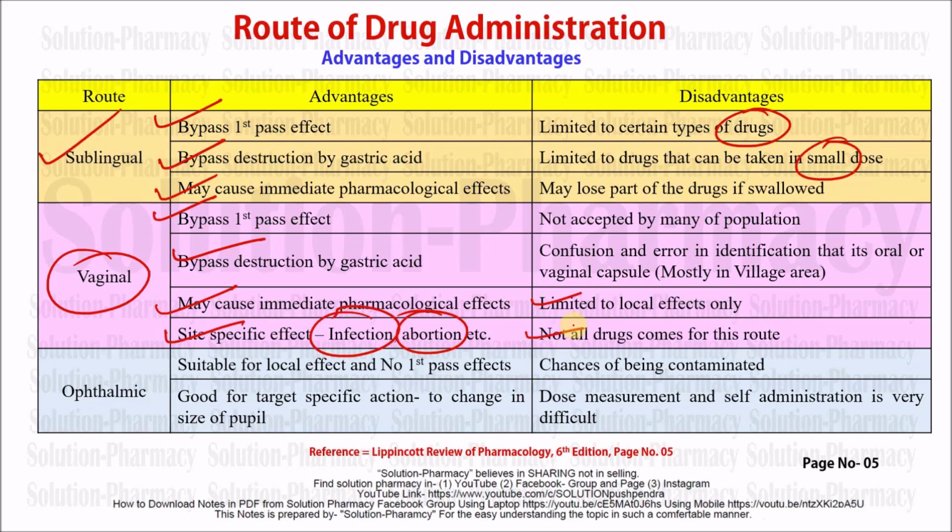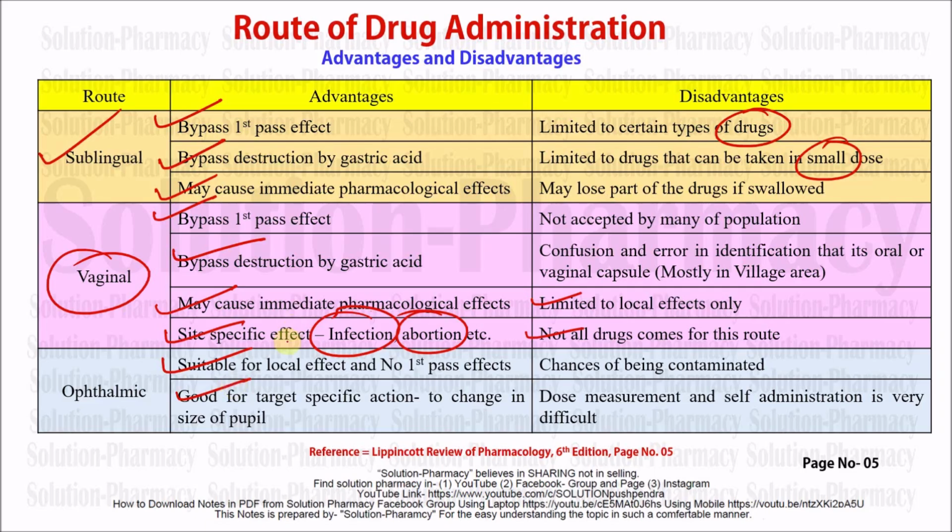The last one is ophthalmic. That means it is suitable for the local effect, and it does not have any first pass effect. It is good and target specific, for example to change the size of the pupil. If you want the effect of the drug in a particular eye, then we can go for this route of administration. It also has some disadvantages or limitations, like chances of being contaminated. If you touch the tip of the eye drop bottle, it will get contaminated. You have to use the drug within a specific limit of time, otherwise contamination will destroy that eye drop.